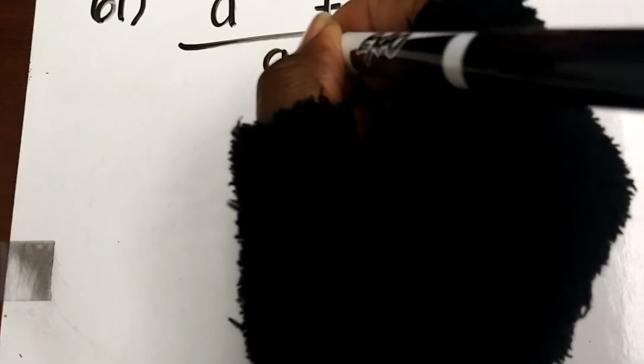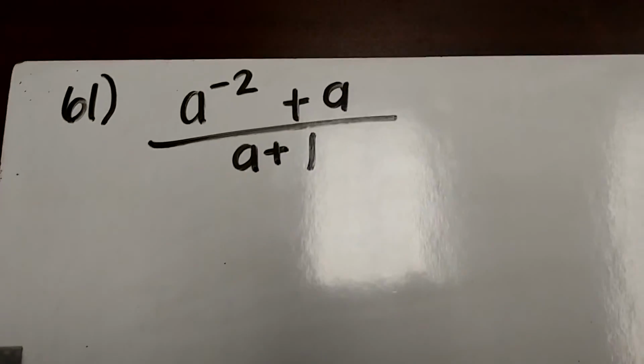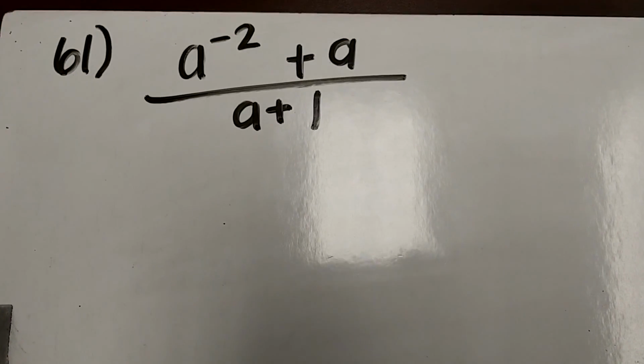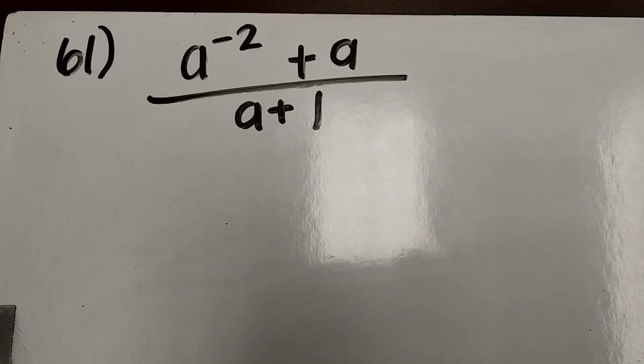Let's touch on one with a negative exponent. And the directions are still the same. Look at number 61. I have a to the negative 2 power plus a over a plus 1. We still need to remember our property of exponent rules. Okay? We talked about those different property of exponent rules. Let's review right quick. If I multiply, you add the exponents. You divide, you subtract the exponent.